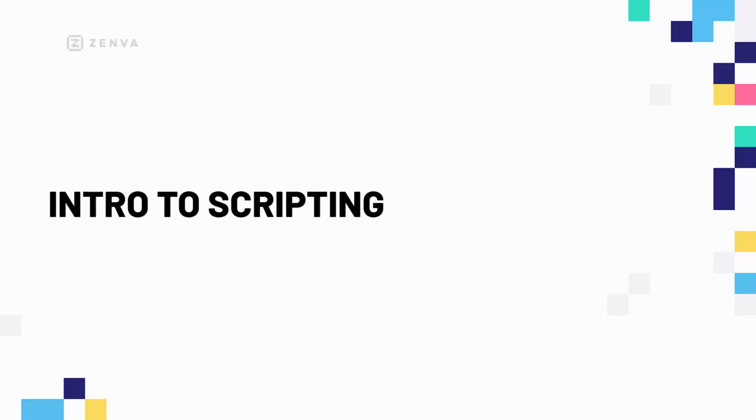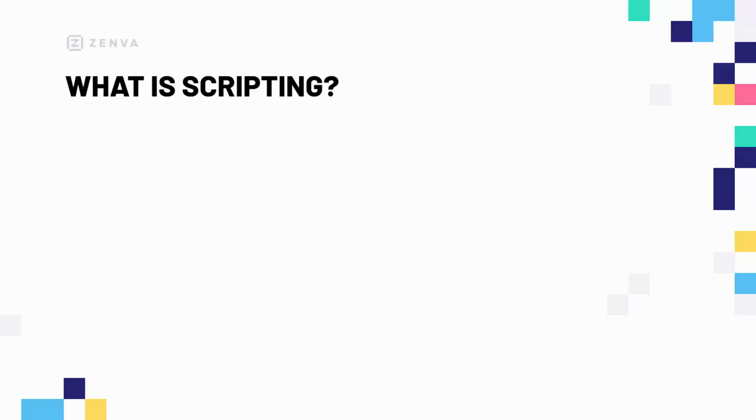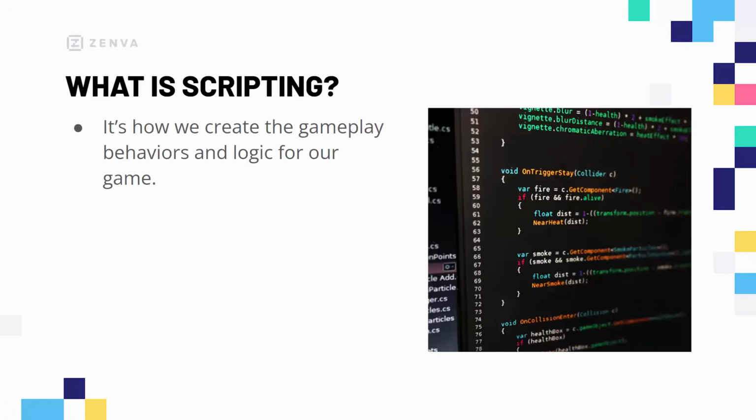Hey everyone, in this lesson we are going to have an introductory look into scripting. Now, scripting is a very important part of the Unity game engine, and it's basically what allows us to create our games. So, what is scripting? Well, basically it's how we create the gameplay behaviors and logic for our games.